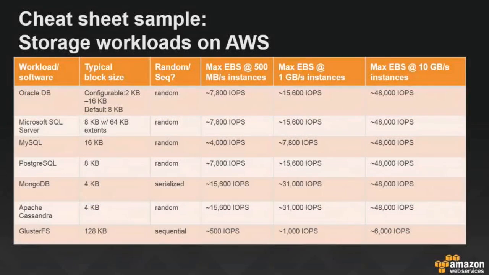So here's another cheat sheet for folks to go over, really just highlighting what we think are the throughputs, the amount of throughput per instance per volume you should be able to achieve with different applications. And as we see on the right-hand side there, all of the systems should be able to achieve 48,000 IOPS, and the different workloads will generate different amounts of traffic on a 500 megabytes EBS versus a 1 gigabyte EBS optimized instance.